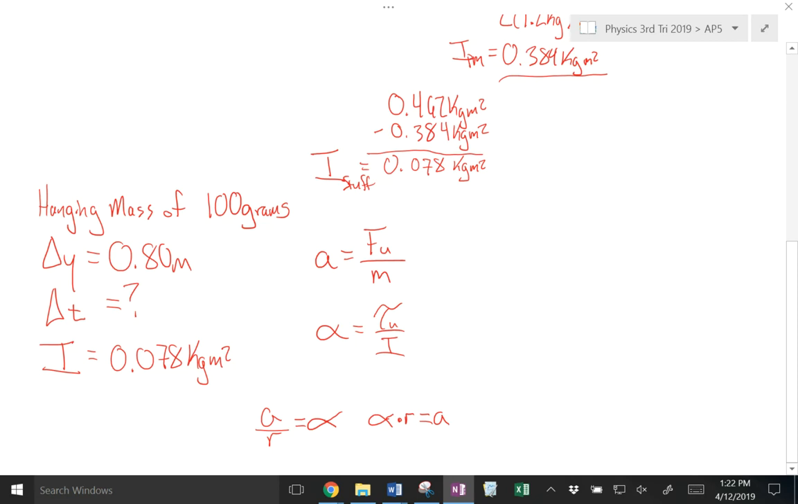So you've got to think about the thing that's moving linearly, that's the hanging mass. How is its free body diagram going to look? You're going to have downward mg. You're going to have 0.1 times 9.8 newtons per kilogram.